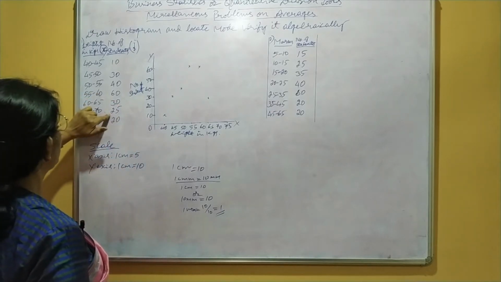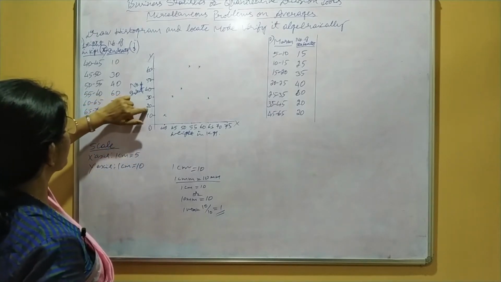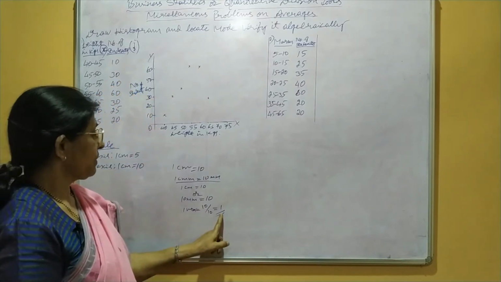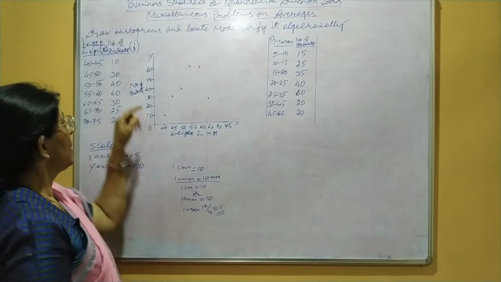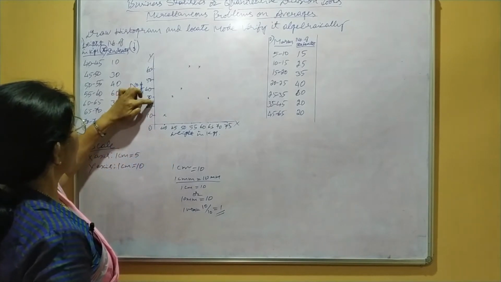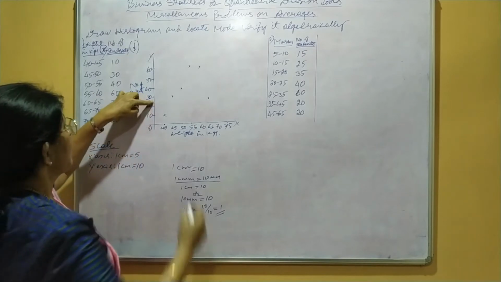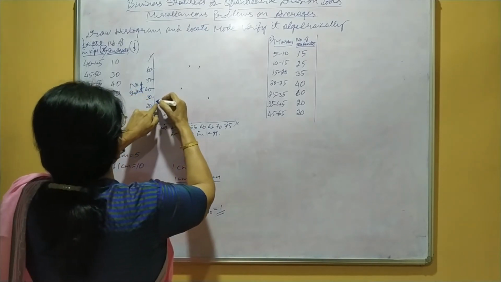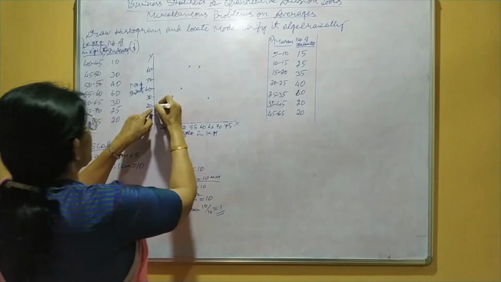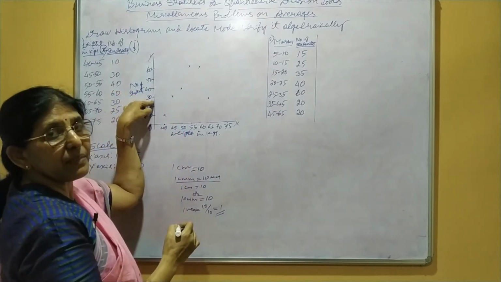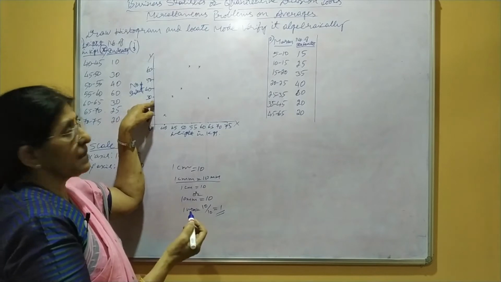How much do we need? 25. Here it is 20, here it is 30. 25 means each millimeter counts 1, so for about 20 we have to take 5 millimeters, that is half a centimeter. Now take the point corresponding to 25, that is about 20, 25 millimeters, 5 millimeters or half a centimeter.